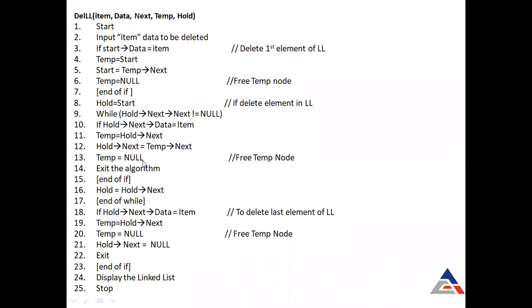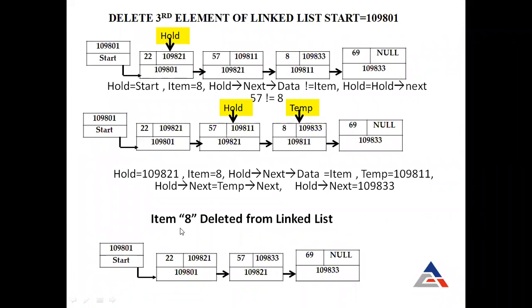I will explain all this with the help of an example. So from step 9 to step 14, that element lies between, neither is it the first element nor the last element. So 9 to 17, all will perform the operation if it is neither the first element nor the last element. If hold of next of data is equal to item, then I will change the value of the item. So let's see how it performs all the operations.